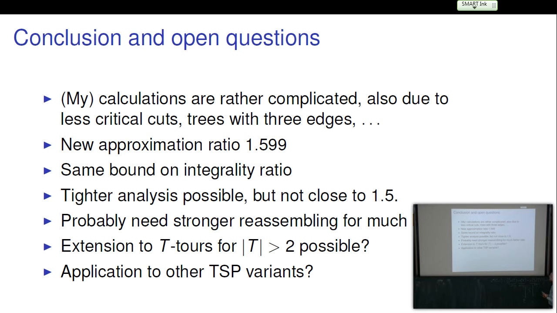And of course, most interesting, can we apply a similar technique to other TSP variants? Many of these work with these convex combinations of trees. Can we do similar things for other variants? That would be, of course, the most interesting question. Thank you.